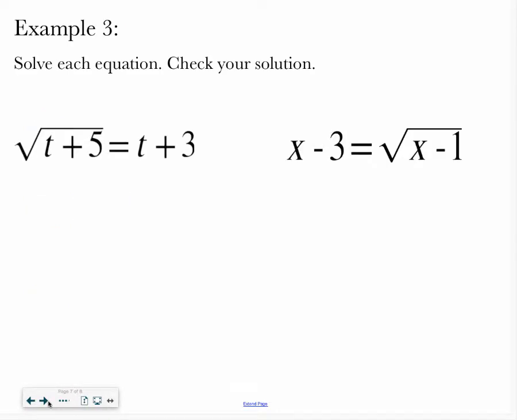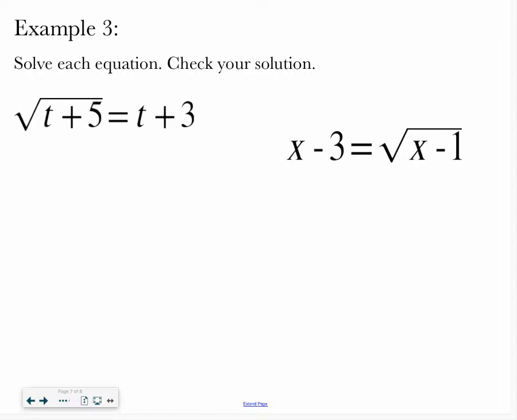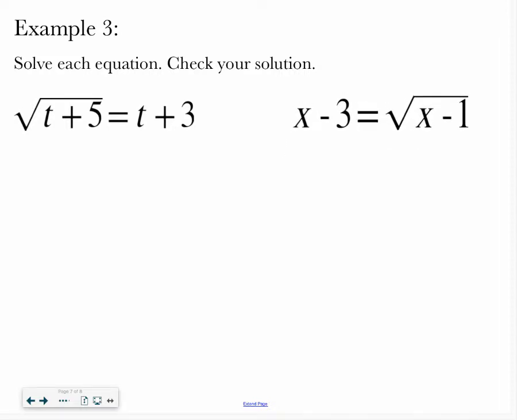All right, now our last example for today is going to be example 3, where we want to solve each equation, but this time I'm going to make you check your solution. That's going to be the very important part where we talk about extraneous solutions, like I mentioned at the beginning of the video. So extraneous solutions are going to occur when you have the variable on both sides, and I'll show you some clues to look for that.